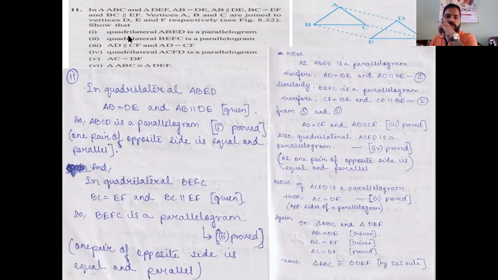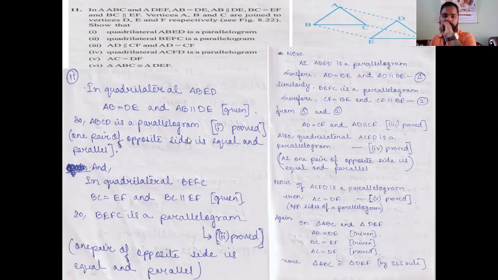So now you see, to show quadrilateral ABED is a parallelogram, you look at the question, it is told AB is equal to DE and AB is parallel to DE, which means we are going to use that theorem which I told you now, that is one pair of opposite sides is equal and parallel. If we use that theorem, then easily we can show that ABED is a parallelogram. I wrote the same. You see, AB is equal to DE and AB is parallel to DE, it was given.